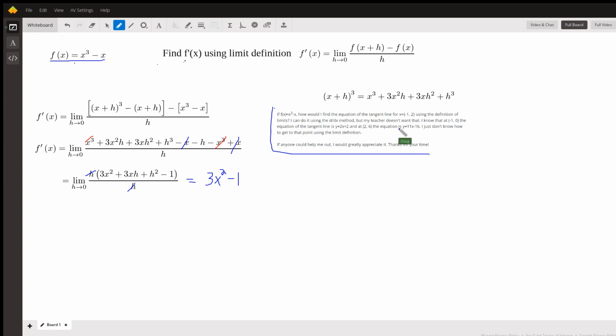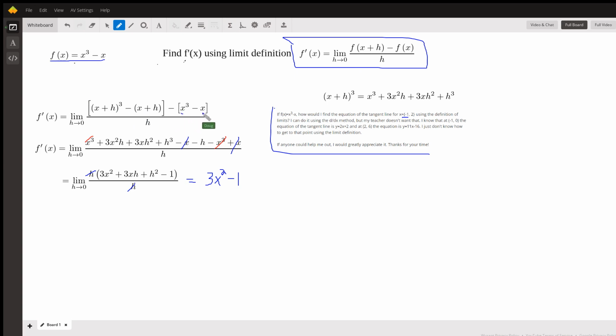Since you're asked to find the slope at 2 points, I would use the general limit definition of derivative, which is this right here. And here's what it looks like for this particular function. Here is (x plus h) cubed minus (x plus h). That's f of x plus h. Minus f of x. There's f of x.